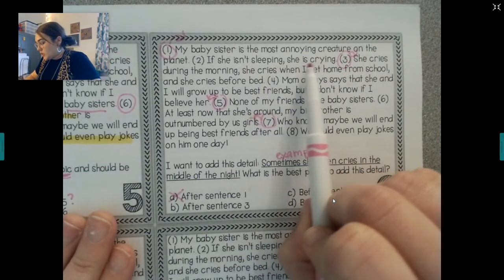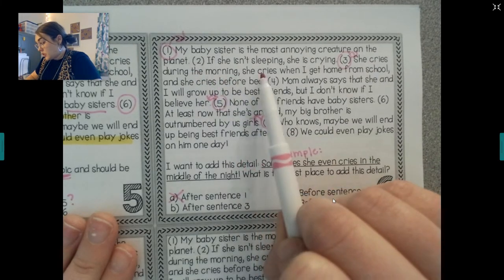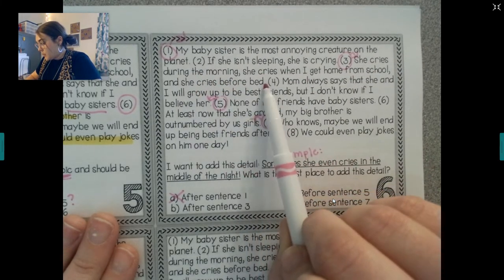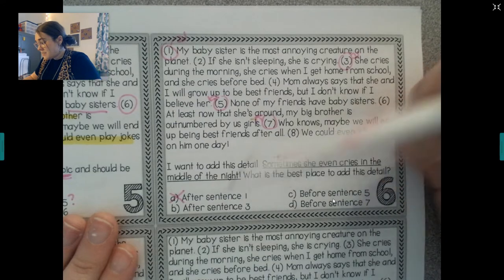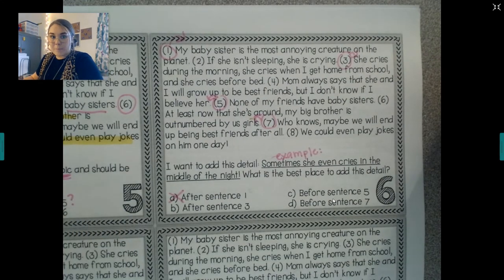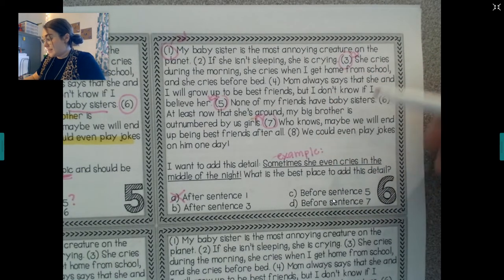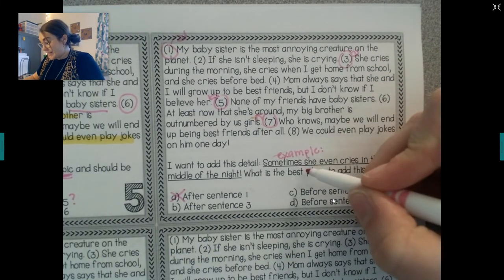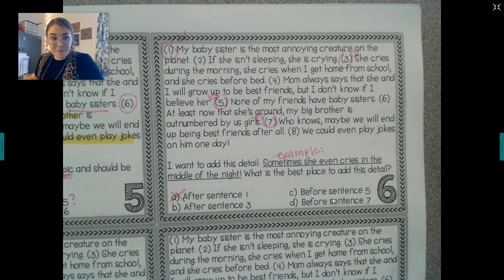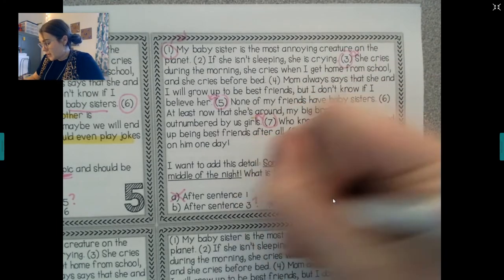If she isn't sleeping, she's crying. She cries during the morning. She cries when I get home from school, and she cries before bed. Sometimes she even cries in the middle of the night. Ooh. I didn't want to give it away, but I really like that one. So sentence 2 talks about crying. Sentence 3 talks about crying. And if I add this detail, the next sentence will talk about crying too. I'm putting a question mark.